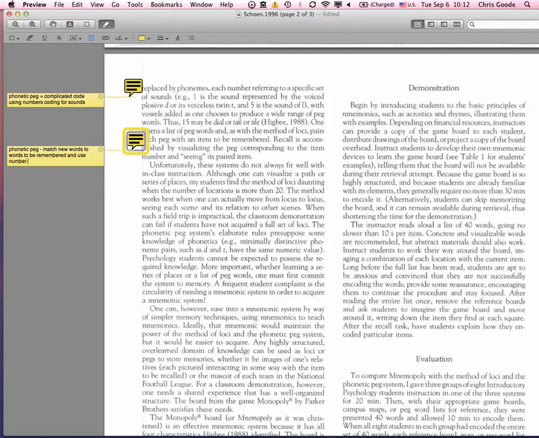And use the number code to memorize the code word list. So you have some list of what he's calling peg words, and you've got to match each of them. This sounds like a very, very complicated system. And let's come back to that.